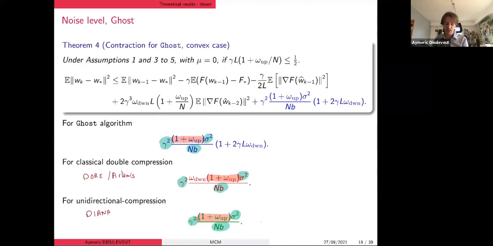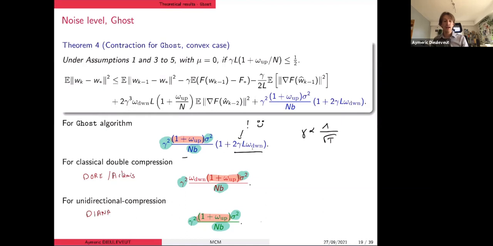For Dor and Artemis, as we mentioned before, we have a multiplicative factor. While for the Ghost algorithm, in fact, in the variance there is a multiplicative factor omega down, but it's multiplied by a gamma factor. And this gamma is exactly what we are very happy about, because in many situations, gamma at the end of the day is going to be very small, let's say proportional to one over the number of iterations, meaning that there is no more dependence with respect to omega down in the dominating term of the convergence.